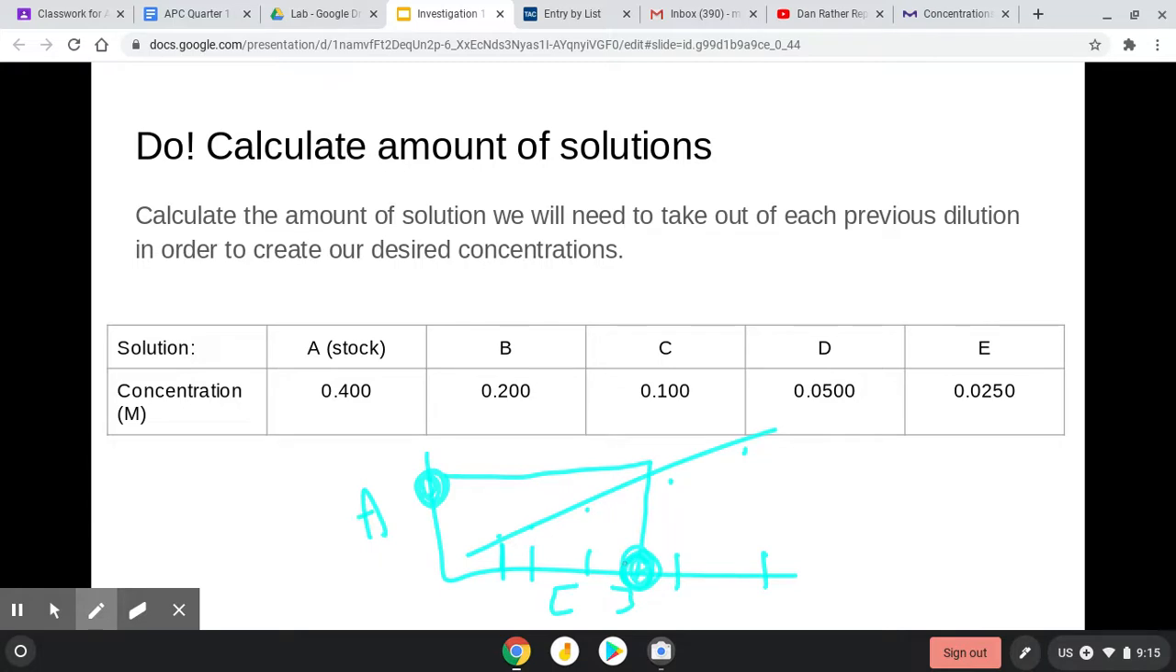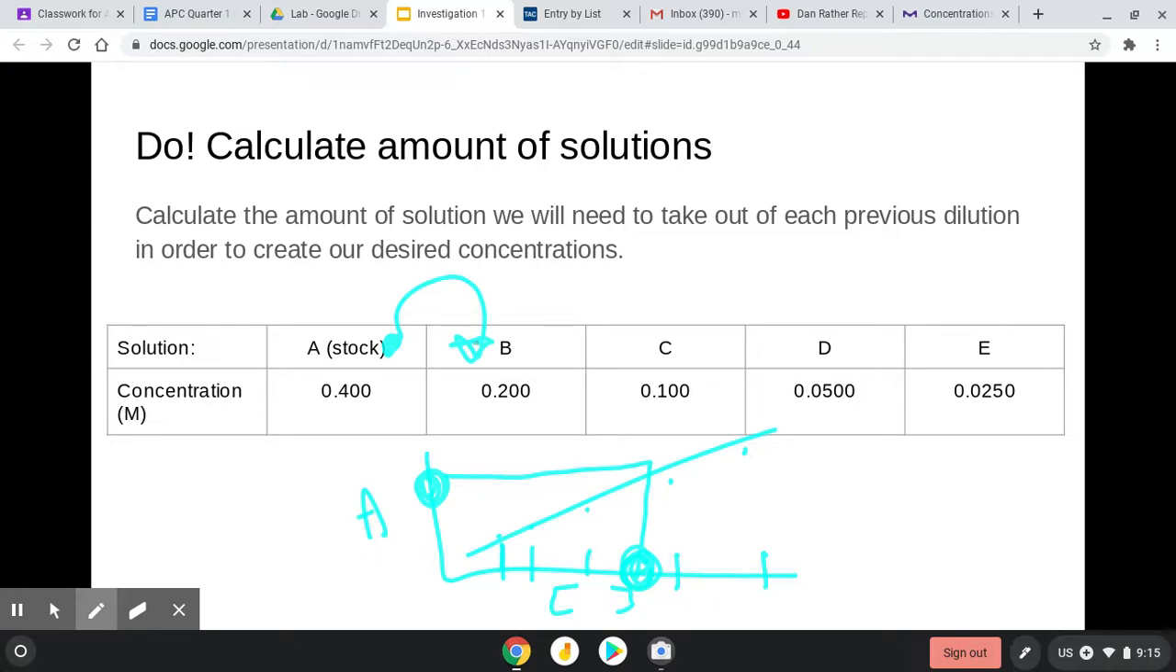So we are going to create these solutions. We know what their concentrations will be, but we need to figure out how much of the stock solution we need to take out and dilute with water in order to create our solution B.